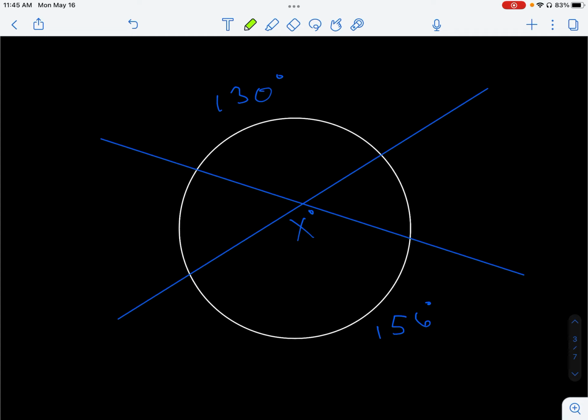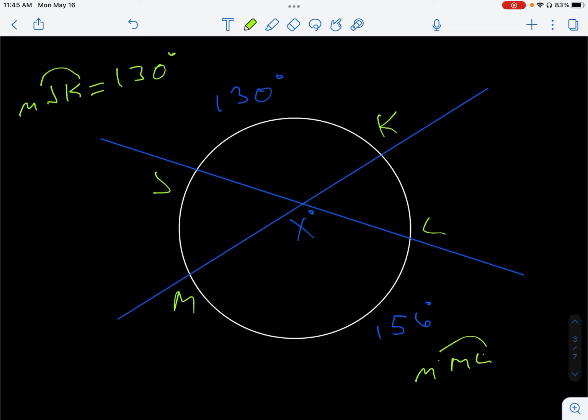Here we have JK. So the measure of arc JK is 130 degrees, and the measure of arc ML equals 156 degrees.